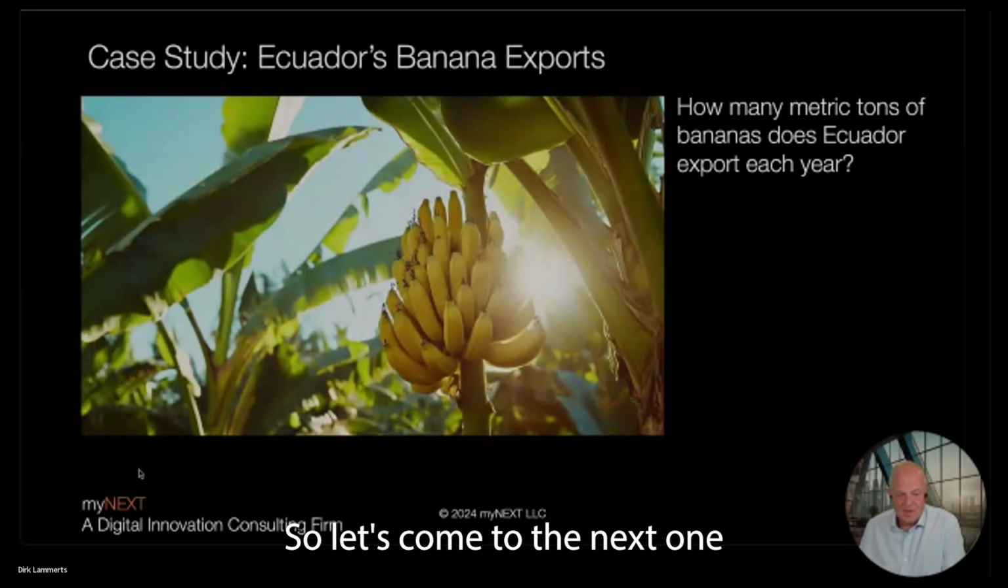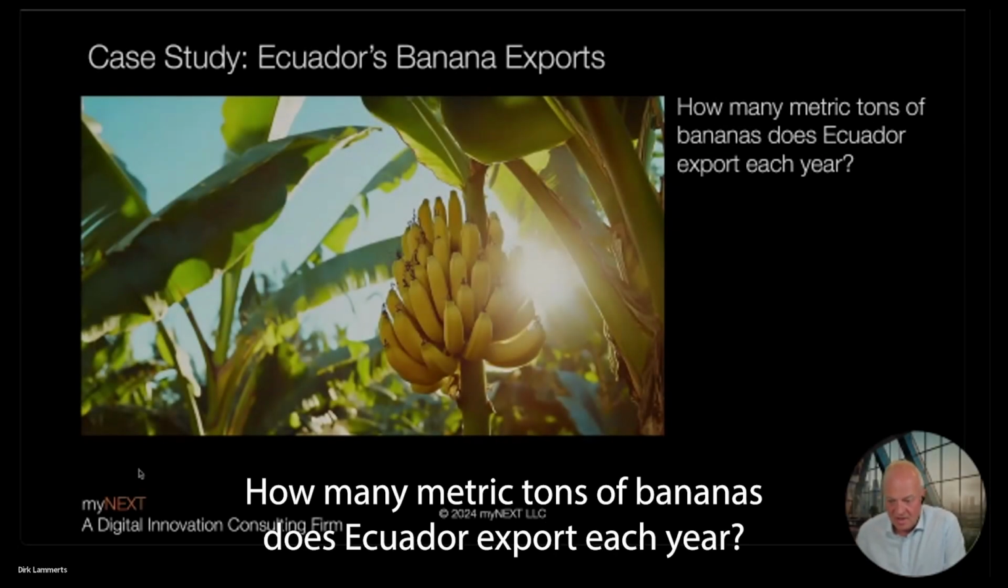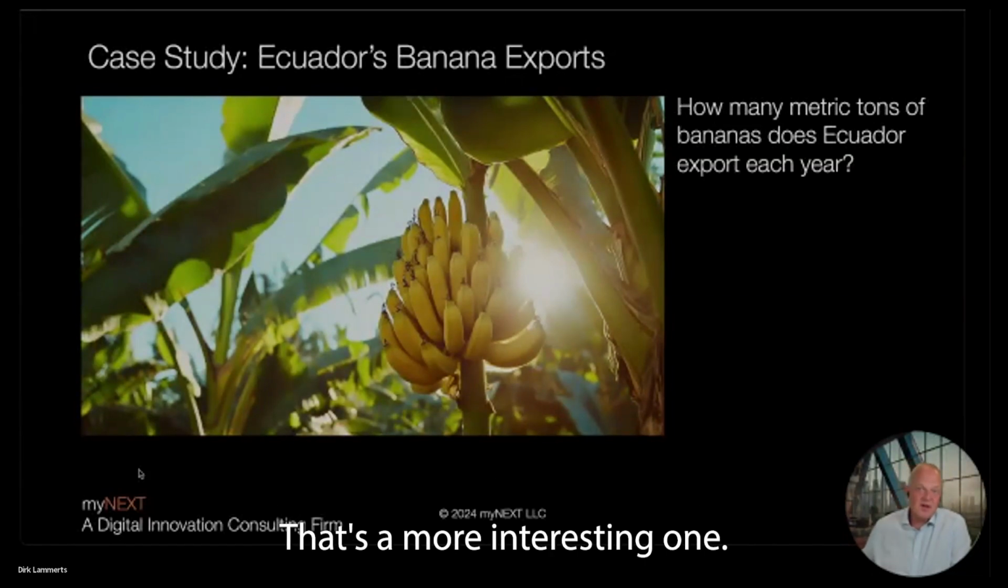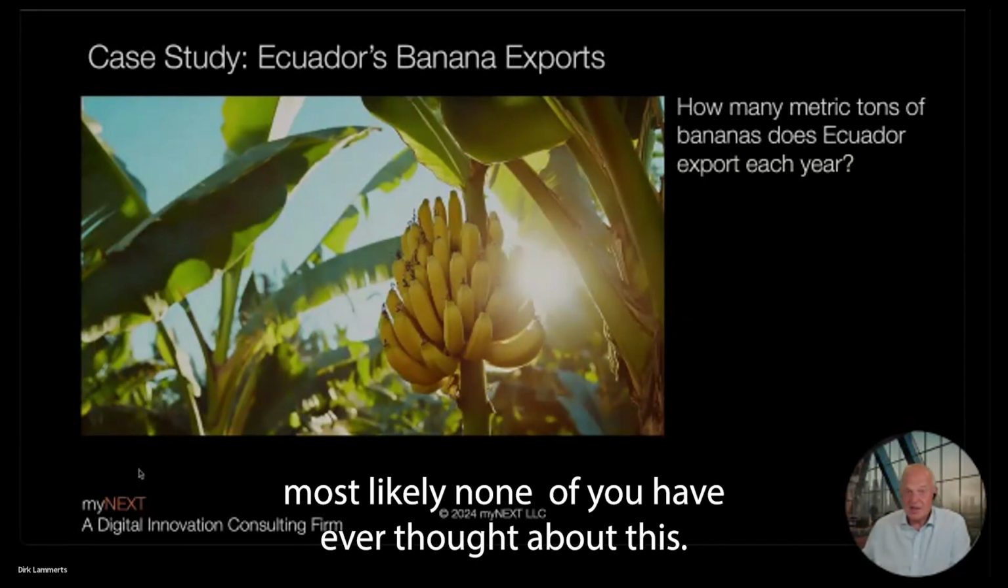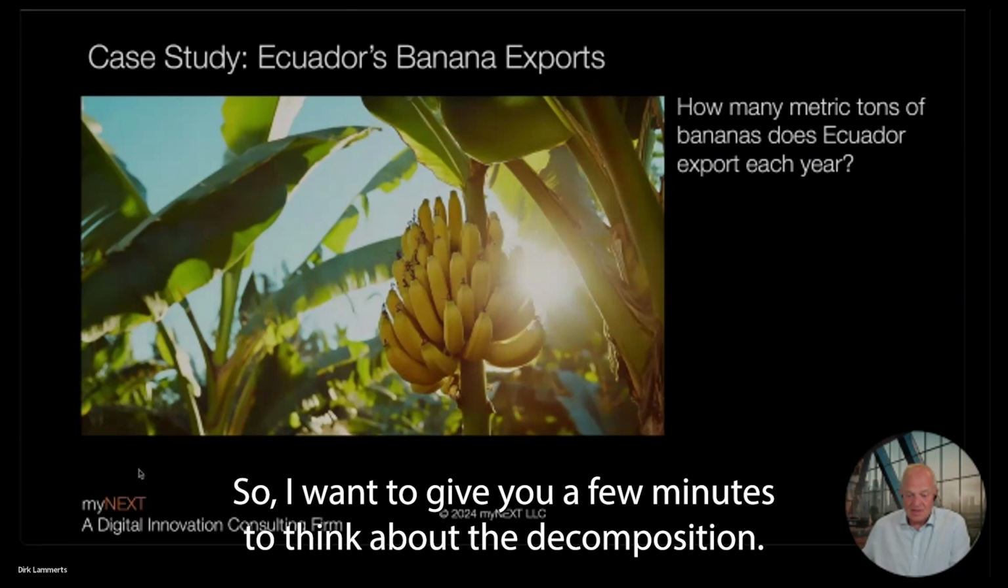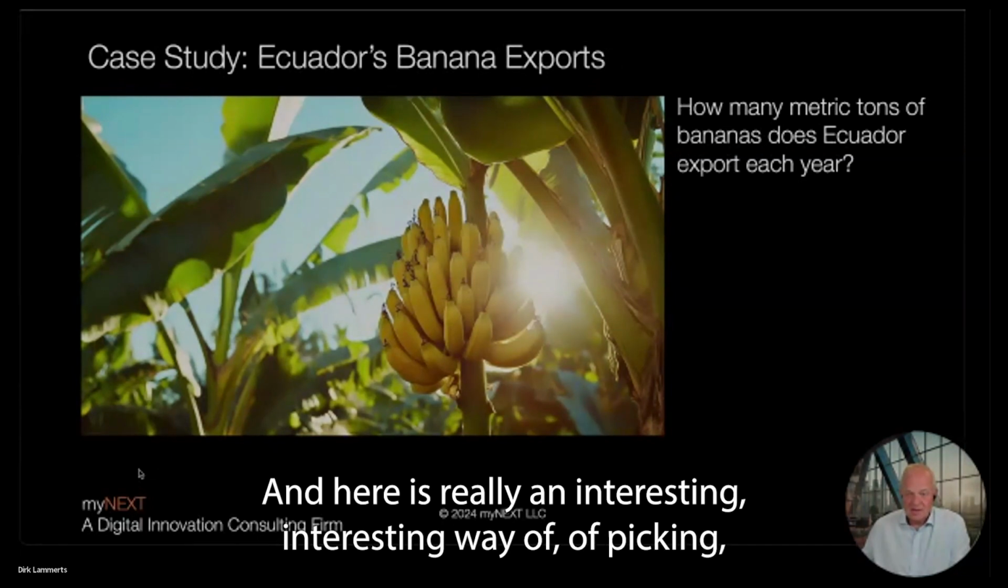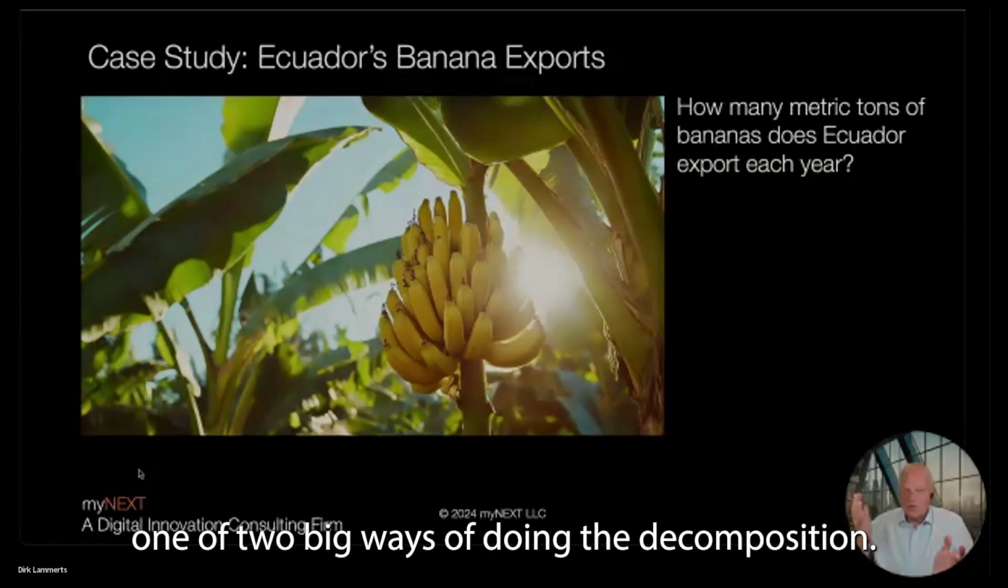So let's come to the next one. Question: how many metric tons of bananas does Ecuador export each year? That's a more interesting one. I assume most likely none of you have ever thought about this. So I want to give you a few minutes to think about the decomposition. And here is really an interesting way of picking one of two big ways of doing the decomposition.